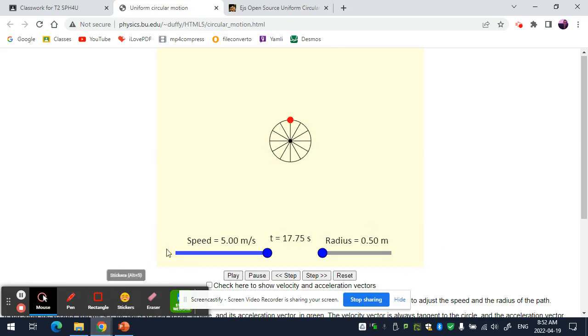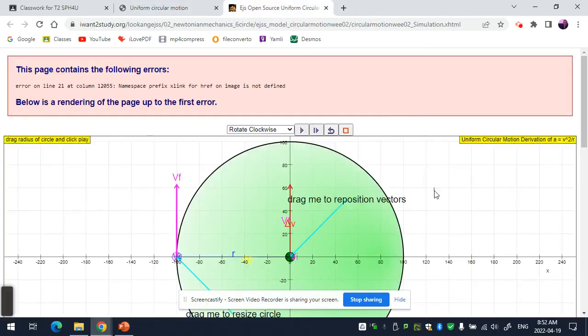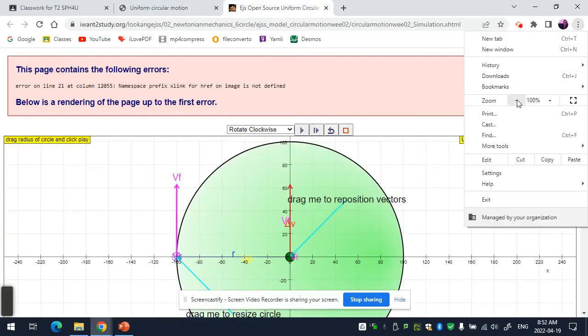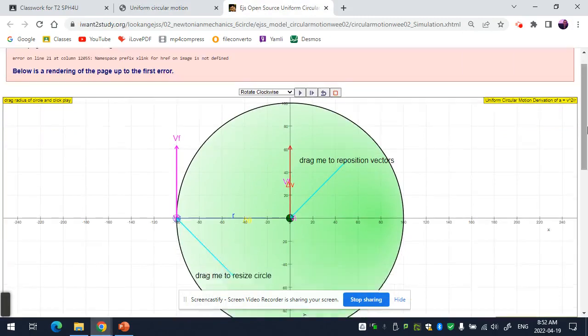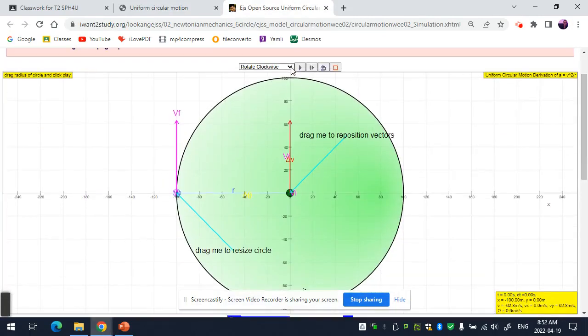Same thing here. Let me just zoom out. Sorry. You can make it go clockwise or counterclockwise. Interesting. Let's stop it for a second.